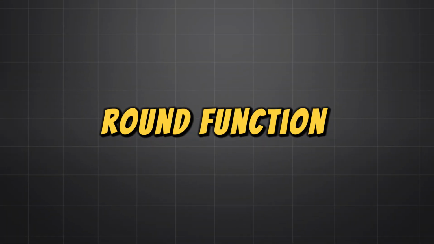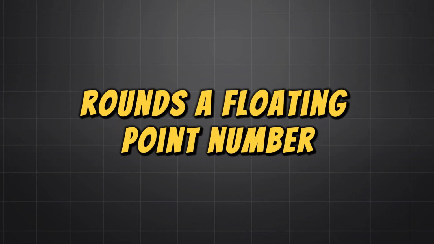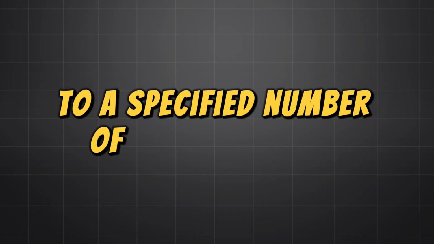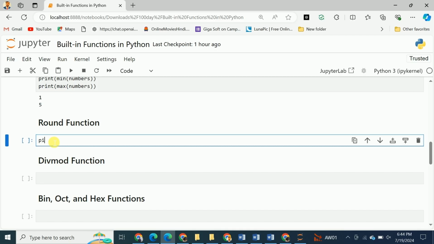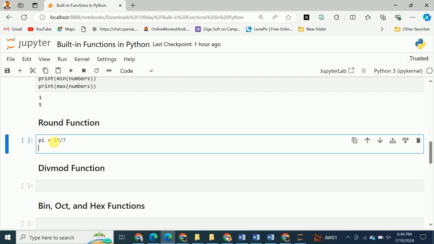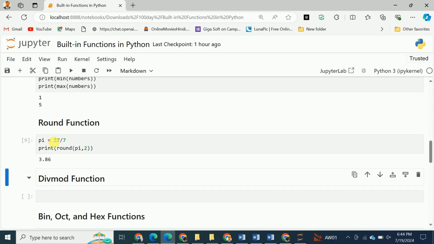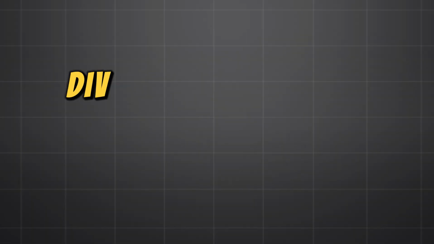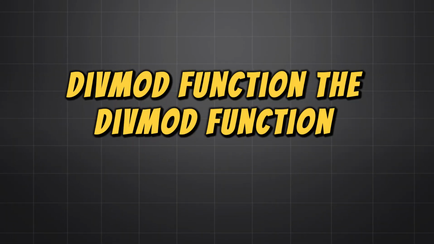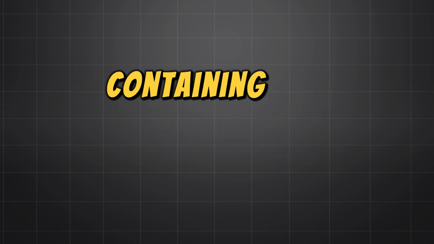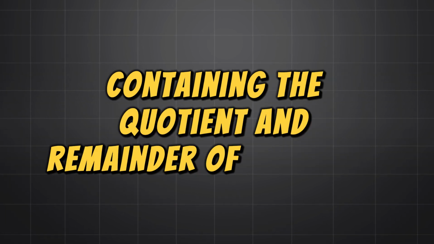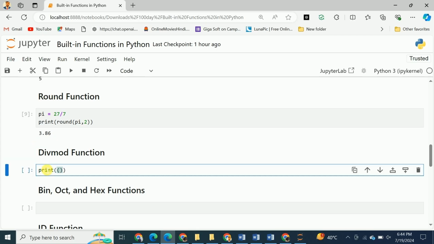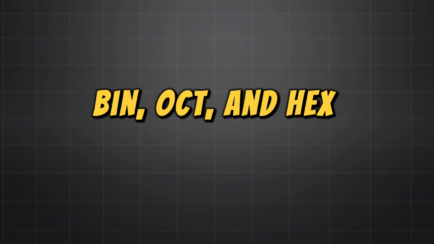Round function. The round function rounds a floating point number to a specified number of decimal places. Like pi = 22/7, print(round(pi, 2)). The output is 3.14. Divmod function. The divmod function returns a tuple containing the quotient and remainder of a division. print(divmod(5, 2)). Output is (2, 1).